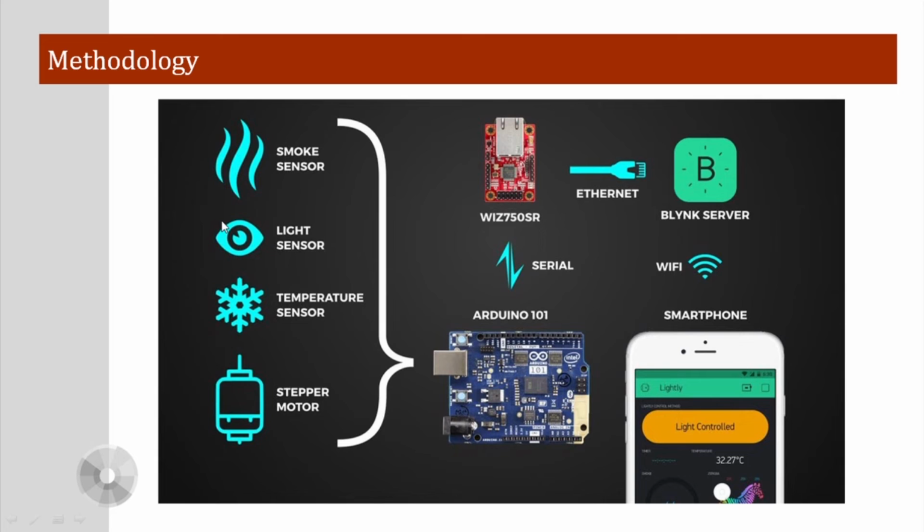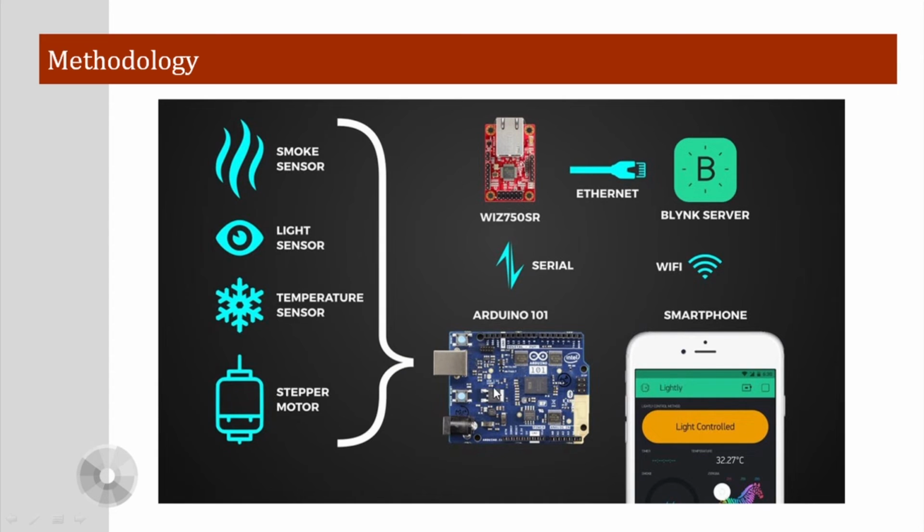And then this is the methodology. Our methodology is, we will control the home devices with the smartphone using Arduino. From the Arduino, we get inputs from sensors: light sensor, temperature sensor, stepper motor. So these are all sensors. This gives the information of the physical states.